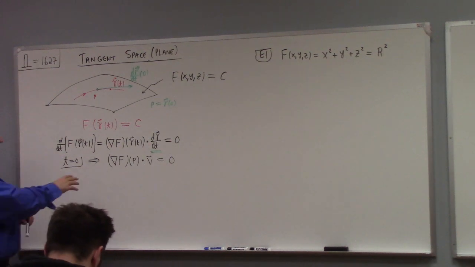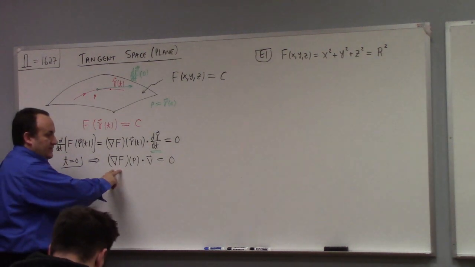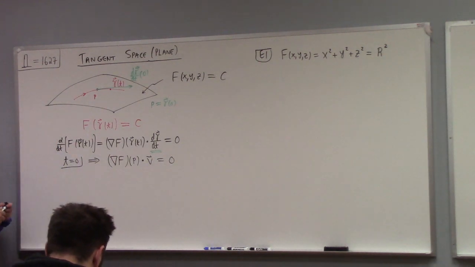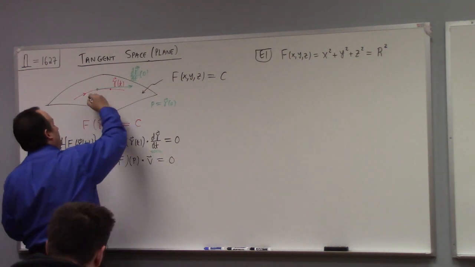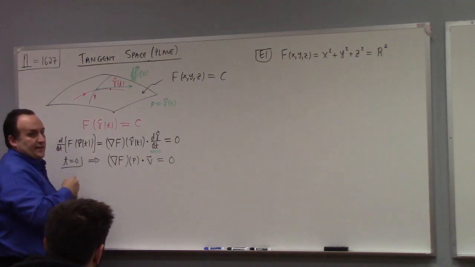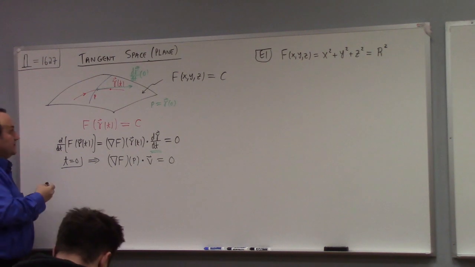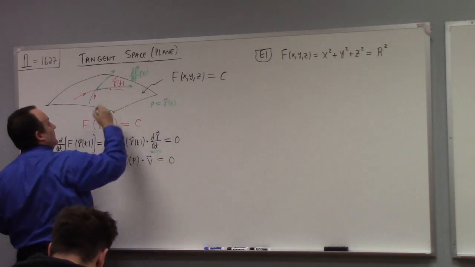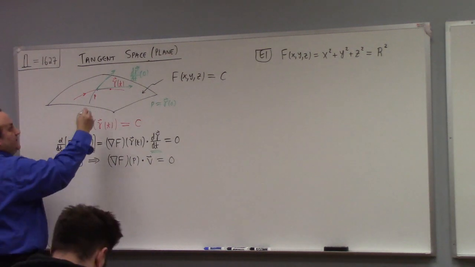Well, this says that the gradient vector has to be perpendicular to the velocity vector of a curve that lies in this surface, right? You could do this for a bunch of curves. You don't have to do it for just one curve. I could also do it for this curve, and that would give me a different velocity vector, like this. And I can keep repeating this process.